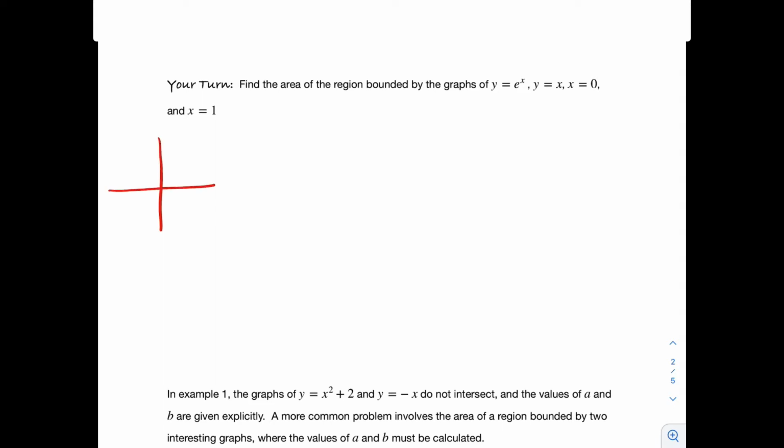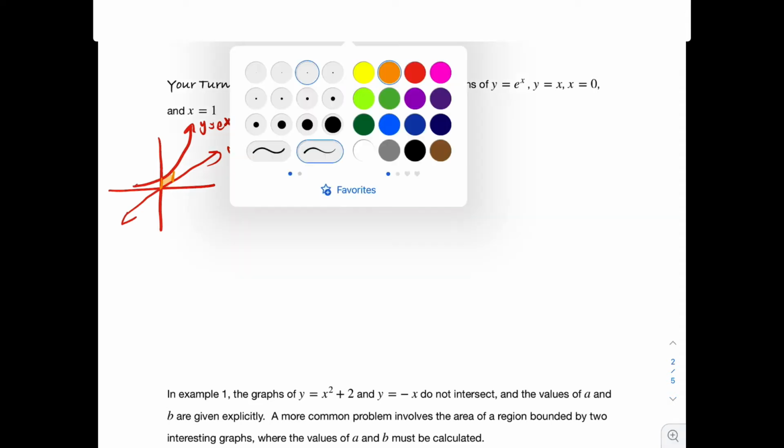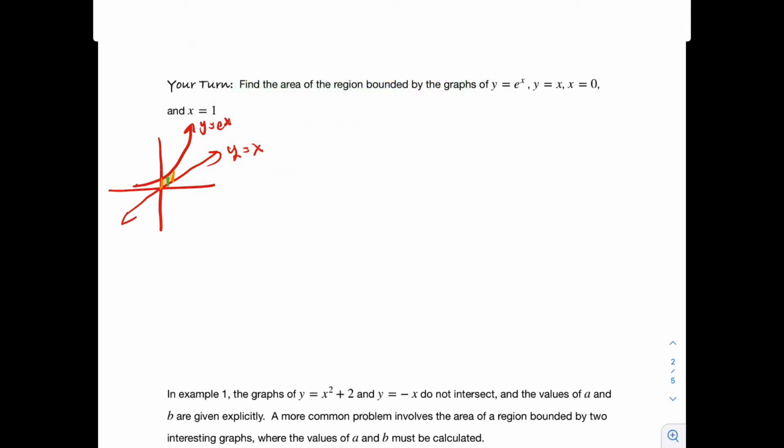Okay, again, start by drawing a quick sketch of this curve. So the curve y equals e to the x is here. And then the line y equals x. And we're going to go again from x equals 0 to x equals 1. So this is the area we're trying to find. And so I'm going to draw my representative rectangle.